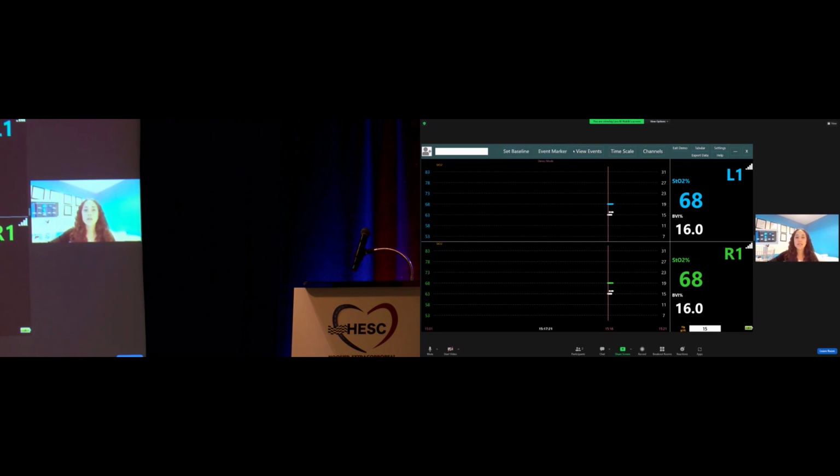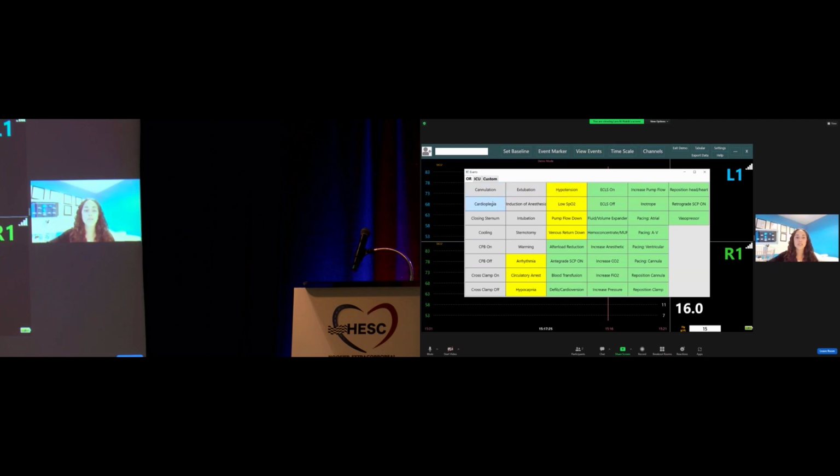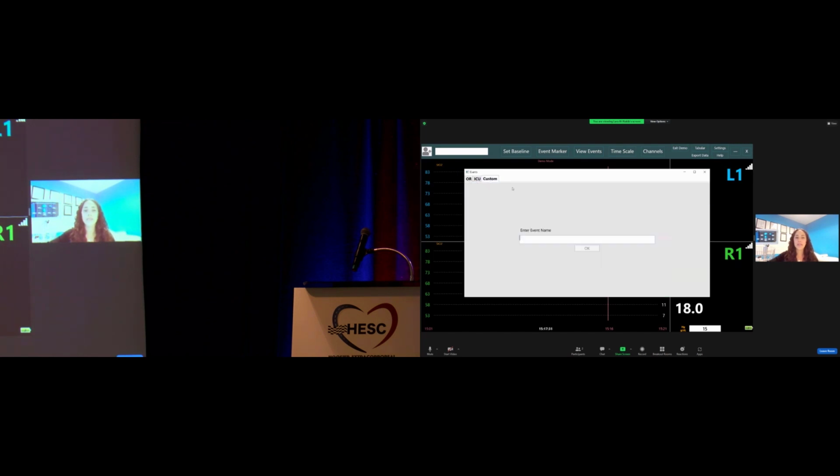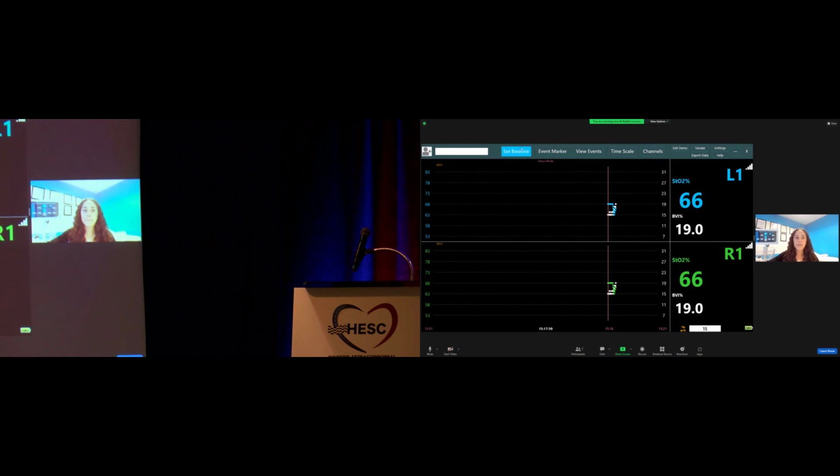We can also set event markers, and when we click on event markers, we have a predetermined list to choose from pertaining to either the OR or the ICU, or of course we can even enter our own custom event that we can type in and it would appear right on the screen. And then we can view any of the events that we have placed.